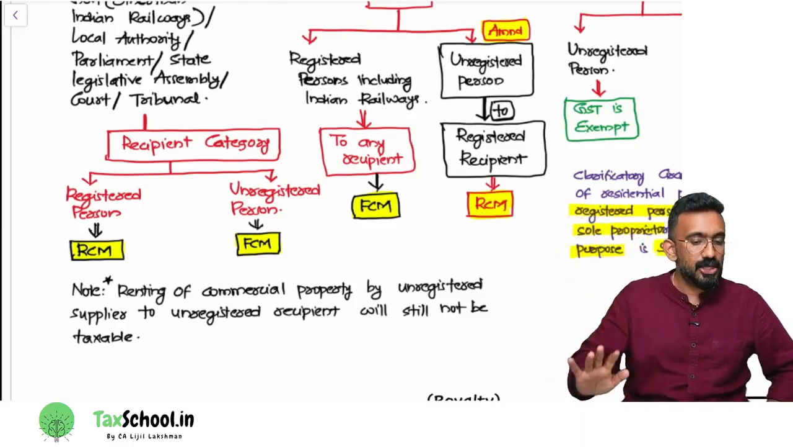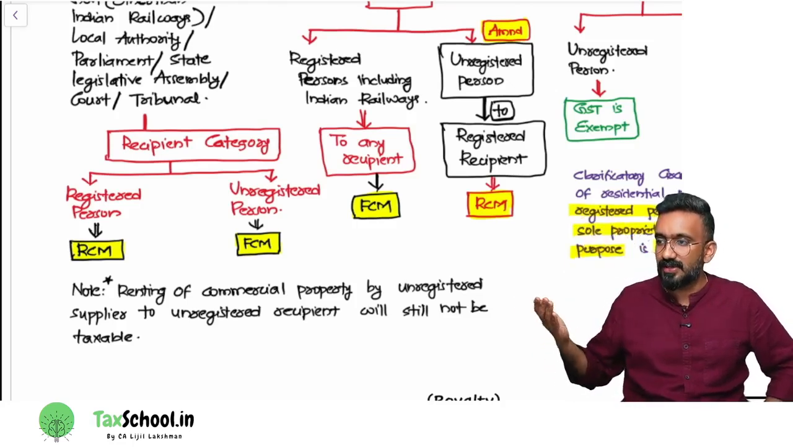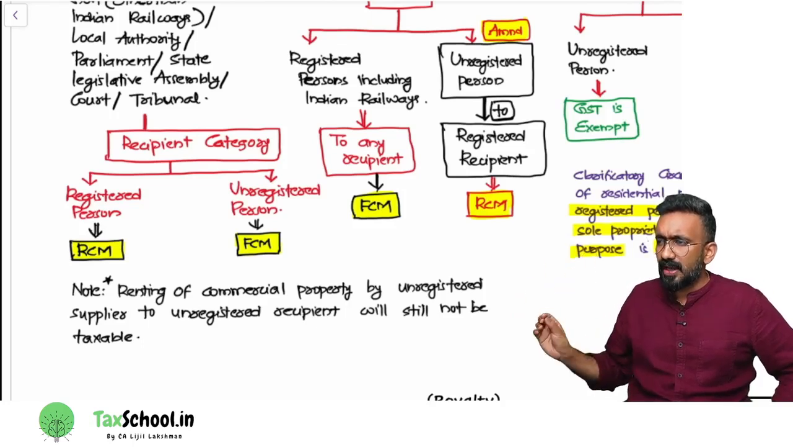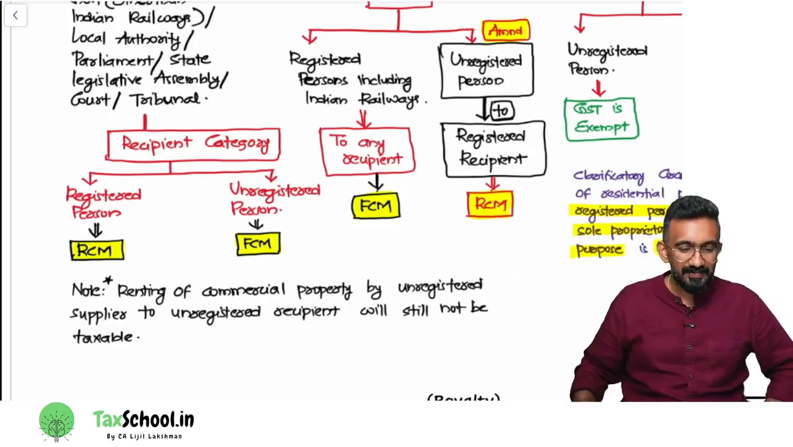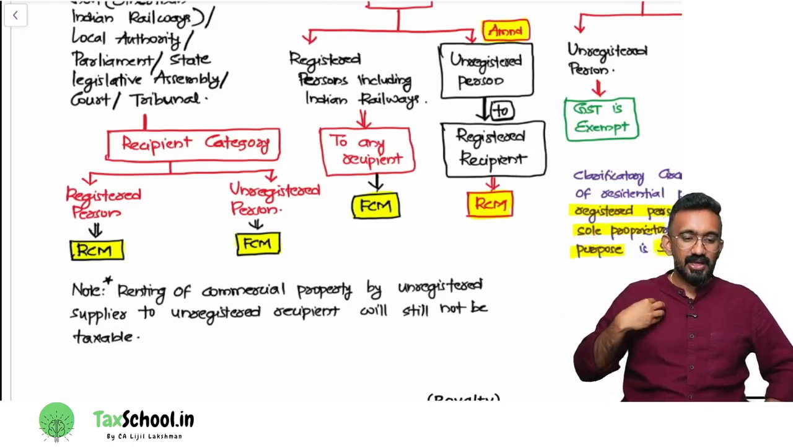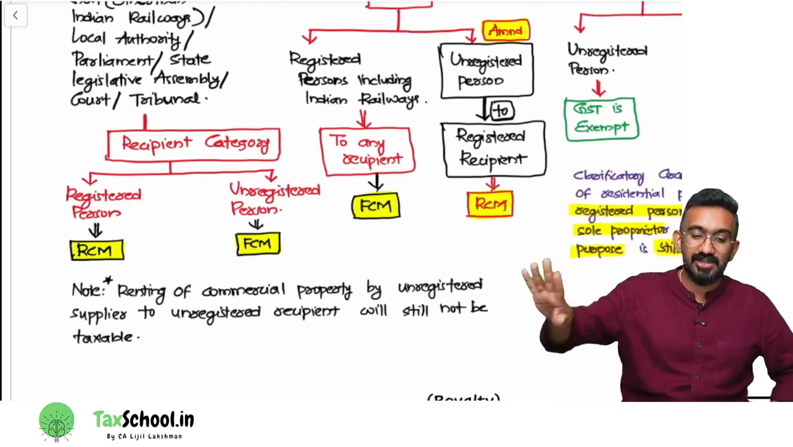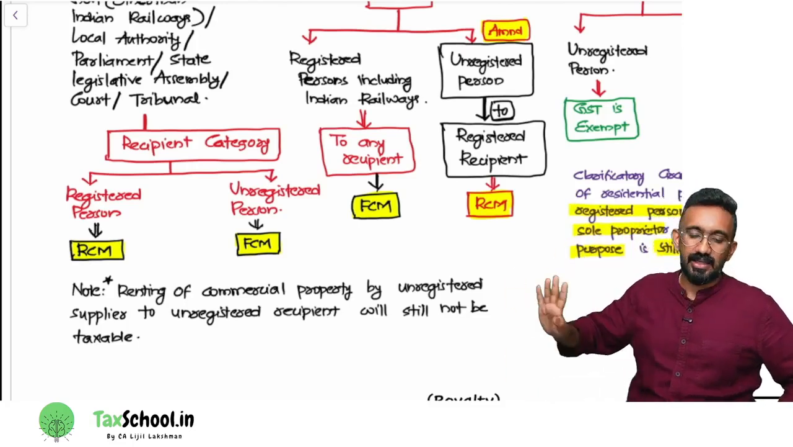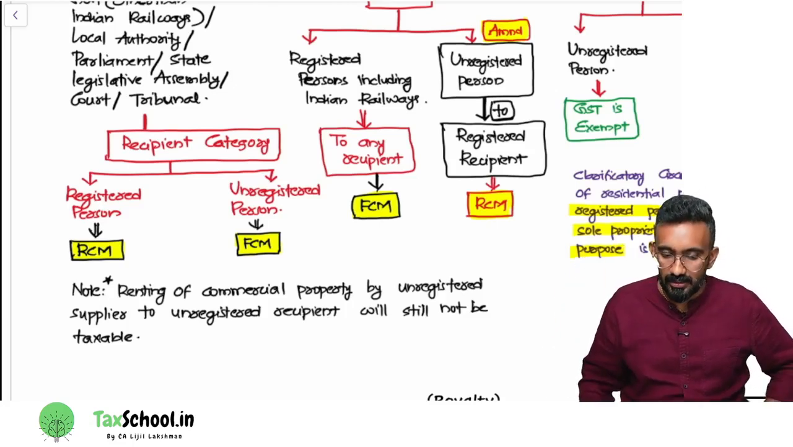So in commercial property, what is the only case where GST will not be applicable? Look at the note I have written here. Renting of commercial property by an unregistered supplier to an unregistered recipient. I have a commercial property, small. I don't have a GST number. I gave it to somebody who also does not have a GST number. Then tax will not be applicable. Otherwise, in all other cases, GST will be applicable on commercial property renting. Is that clear to you?